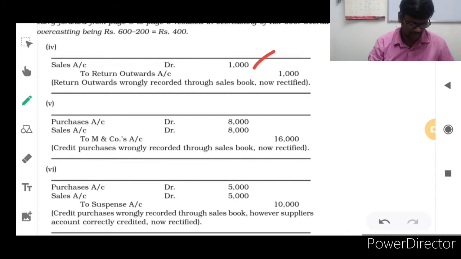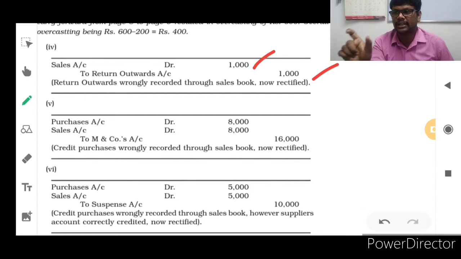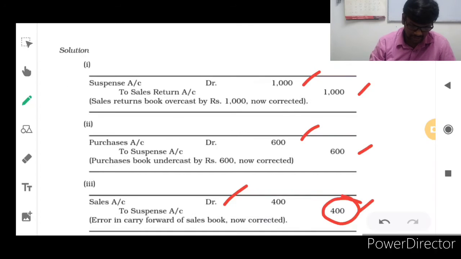Sales account debtor 1000 rupees, written outwards, which is purchase return 1000 rupees. It was recorded in the sales book. Usually where should it be recorded? We are Anurag, right? So we return the product. If we purchase the product only, we can return. That is purchase return. Why did sales come in between? But wrongly we did, right? So to correct the mistakes, we have prepared only a rectification entry: sales account debtor to purchase return.